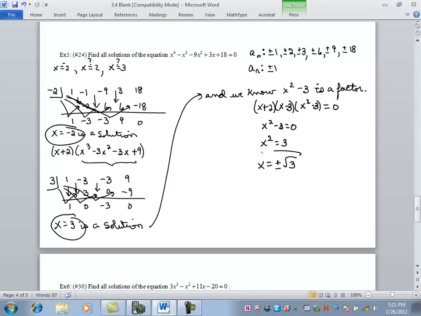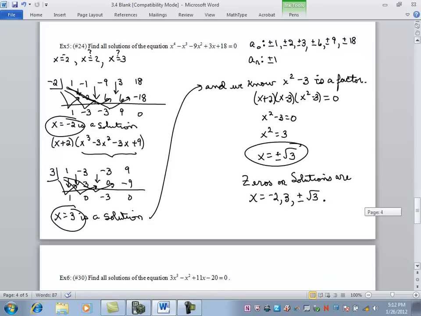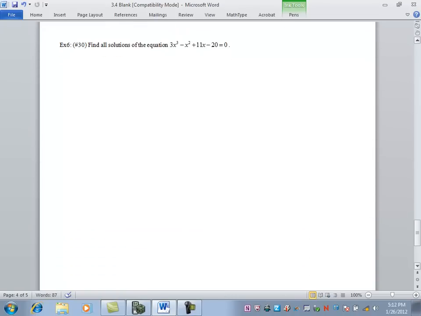And so my zeros or solutions here to this are x equals negative 2, 3, and plus or minus root 3. And of course, if you have questions on those, bring those to class. But this is a nice problem. It helps me arrive at some of the irrational zeros that would be a little more difficult to arrive at without this theorem.